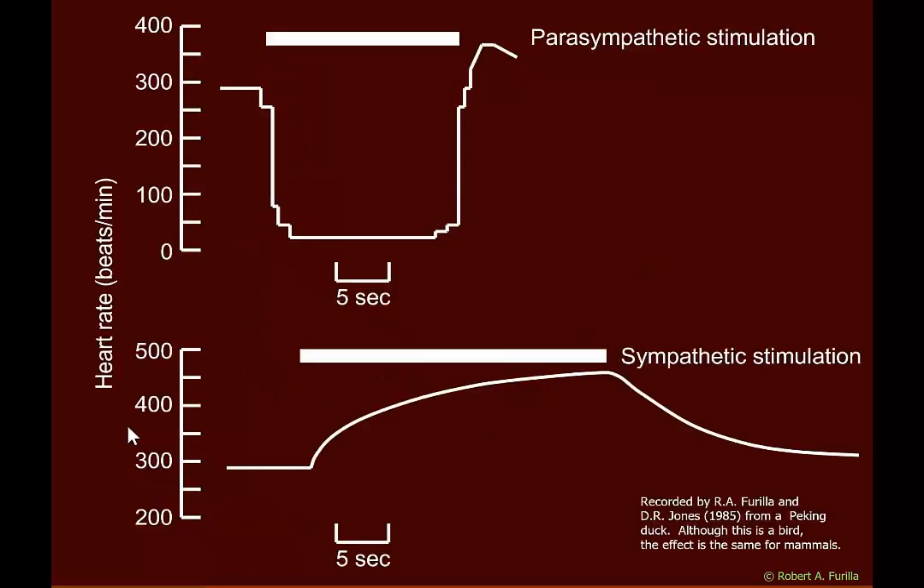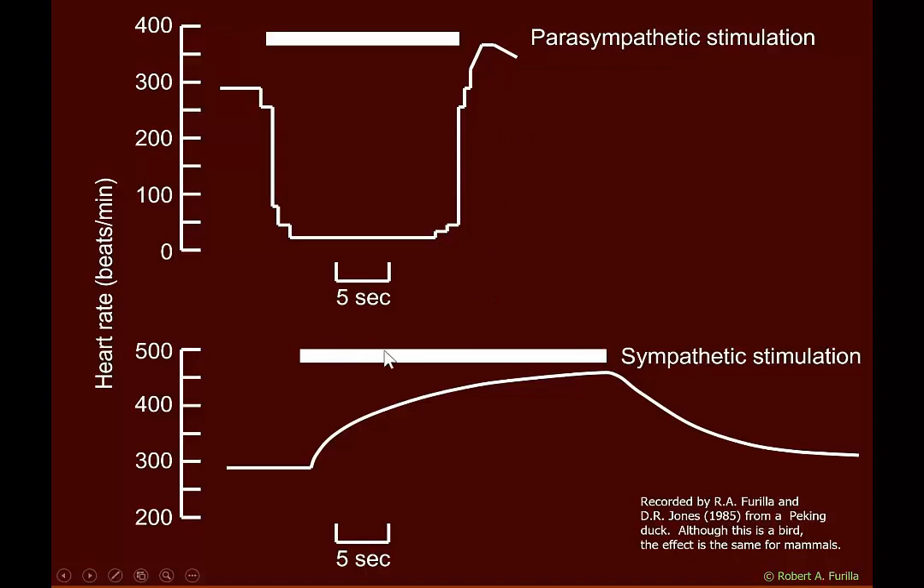This was taken from some of my work back in 1985, in which I isolated the vagus nerve and the cardiac sympathetic nerve, and then this bar represents stimulation. You can see a rapid decrease in heart rate. These are very high heart rates, by the way. A rapid decrease in heart rate, and then when the stimulus is taken off, the heart rate increases also rapidly.